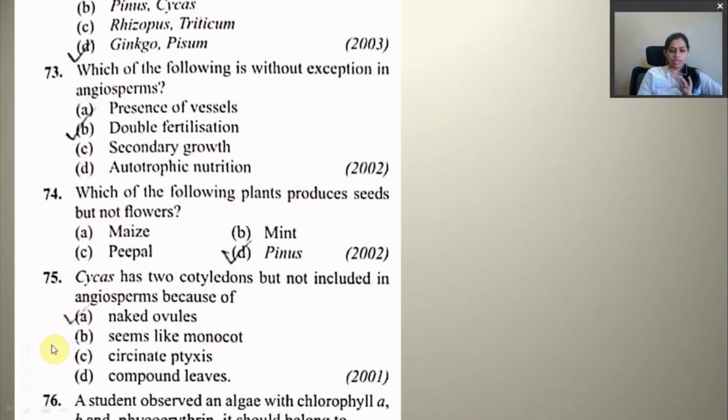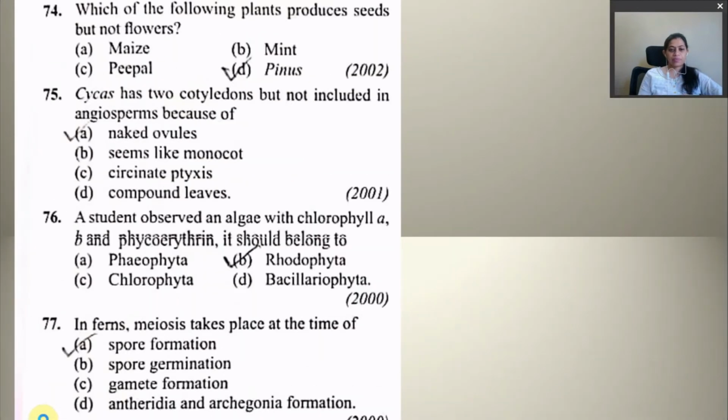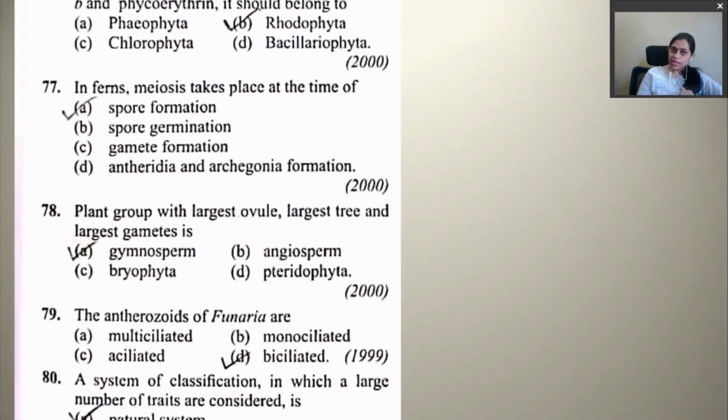Number 76. A student observed an alga with chlorophyll A, chlorophyll B and phycoerythrin. It should belong to Phaeophyta, Rhodophyta, Chlorophyta or Bacillariophyta. Good question, because phycoerythrin is mainly present in Rhodophyta, whereas A and B are also there in other groups also. So the right option is B.